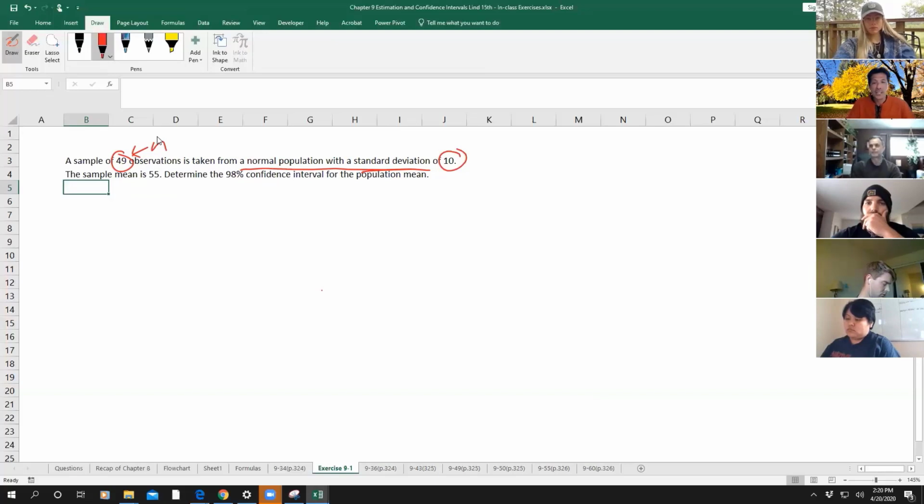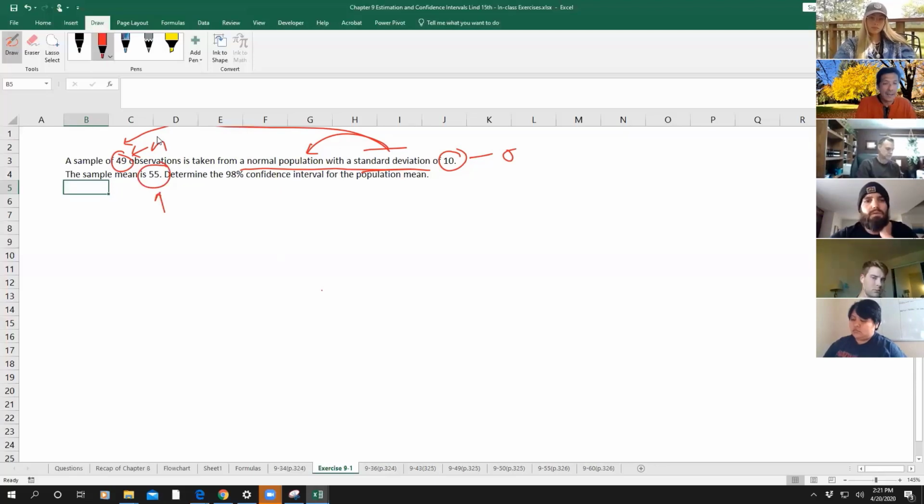Which is this describing, the population or the sample? I want to say it's the population. Why, Chris? Just the way it's worded. Right, it's taken from a normal population with a standard deviation of 10. Correct. So by this phrase, this is sigma. The sample mean is 55. What is this? X bar. Determine the 98% confidence interval for the population mean.